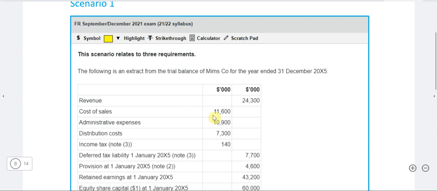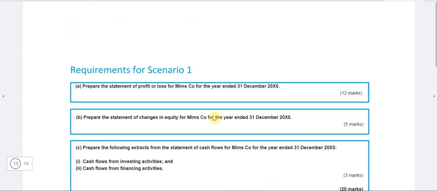Alright, dear students, now we are doing the September December 21 past exam question, and this is scenario number 1. You know that in the constructed response question we have two scenarios. So this is scenario number 1 of the September December 21. And let's go to the requirement.